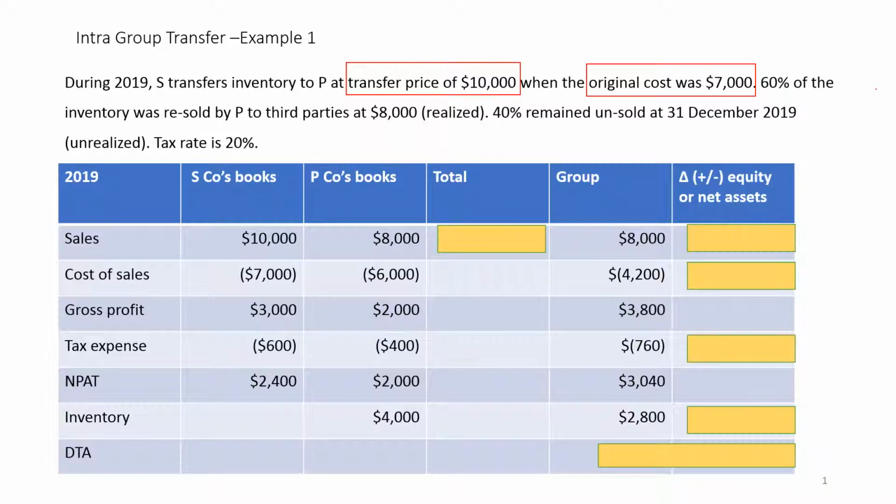Now, we don't know which is a sub of which, so we don't know which is the investor and which is the acquiree, but we will assume that both companies are in the same group. Okay, so at this point in time, we don't need to distinguish between which is the parent and which is the sub.